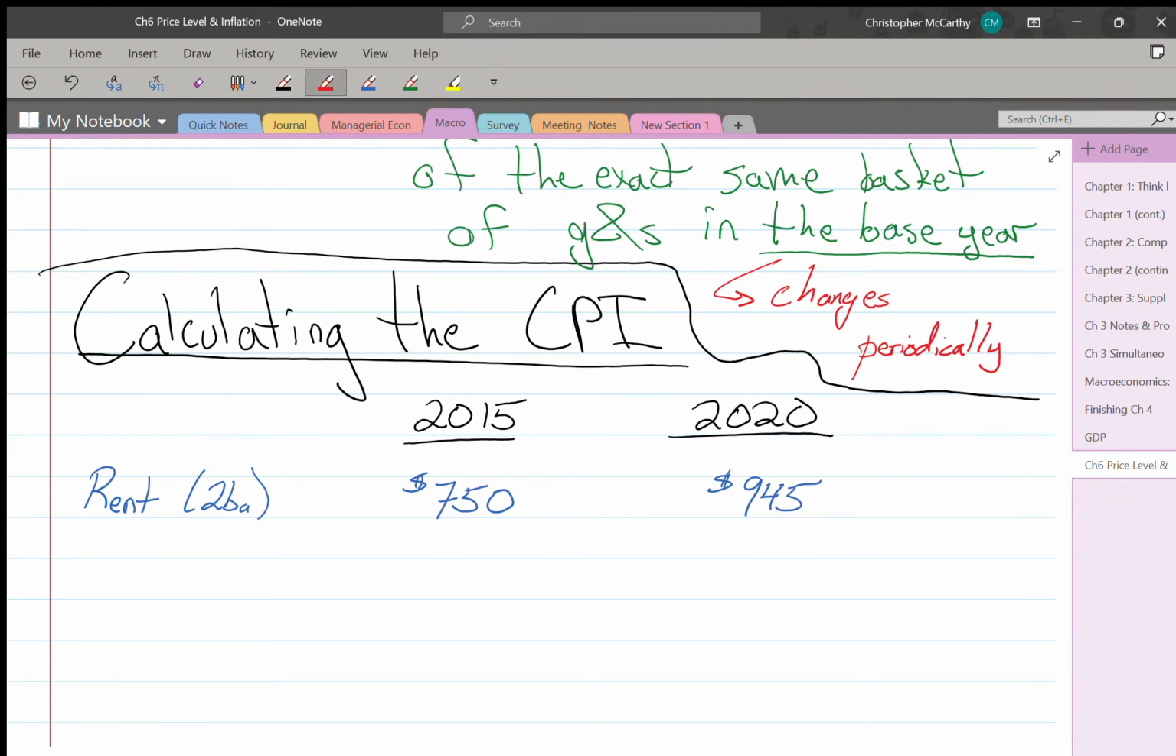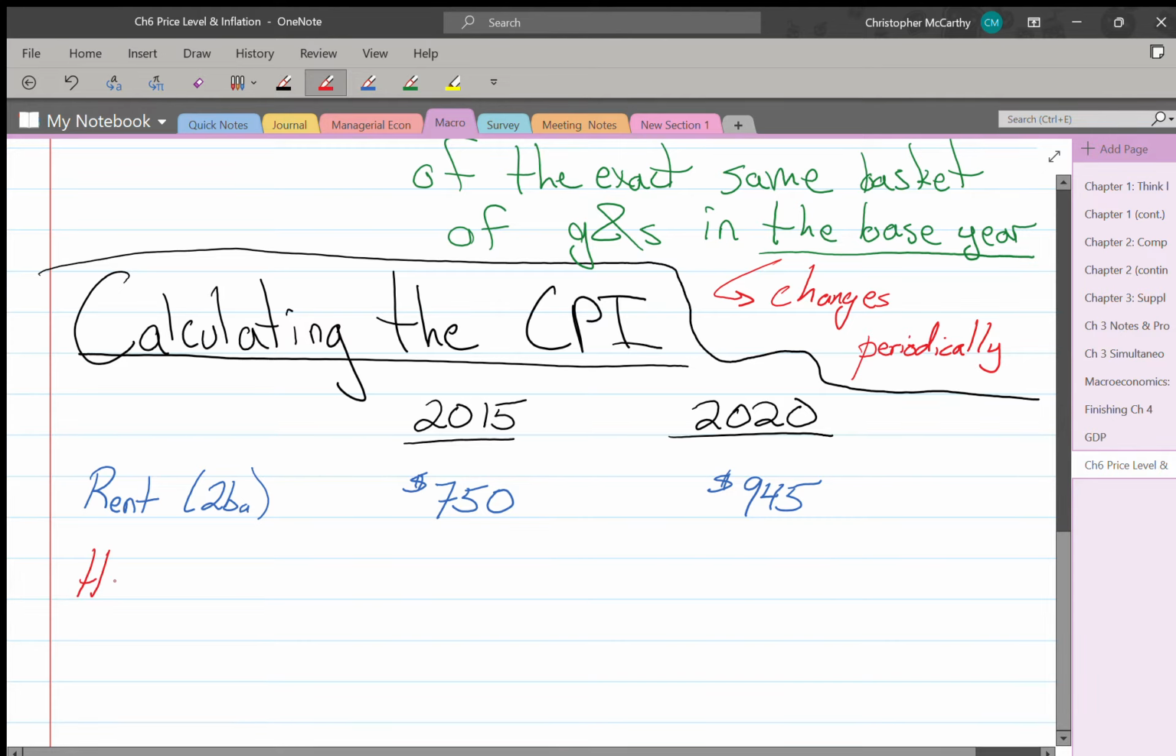We're going to have hamburgers. We're going to have 60 of them. And in 2015, they're going to be at $2 a piece. So 60 times 2 gives us what? 120. In 2020, they're $2.50 each. So that's going to give us $30 more. 60 times 50 cents is 30, right? 30 plus 120 is 150.